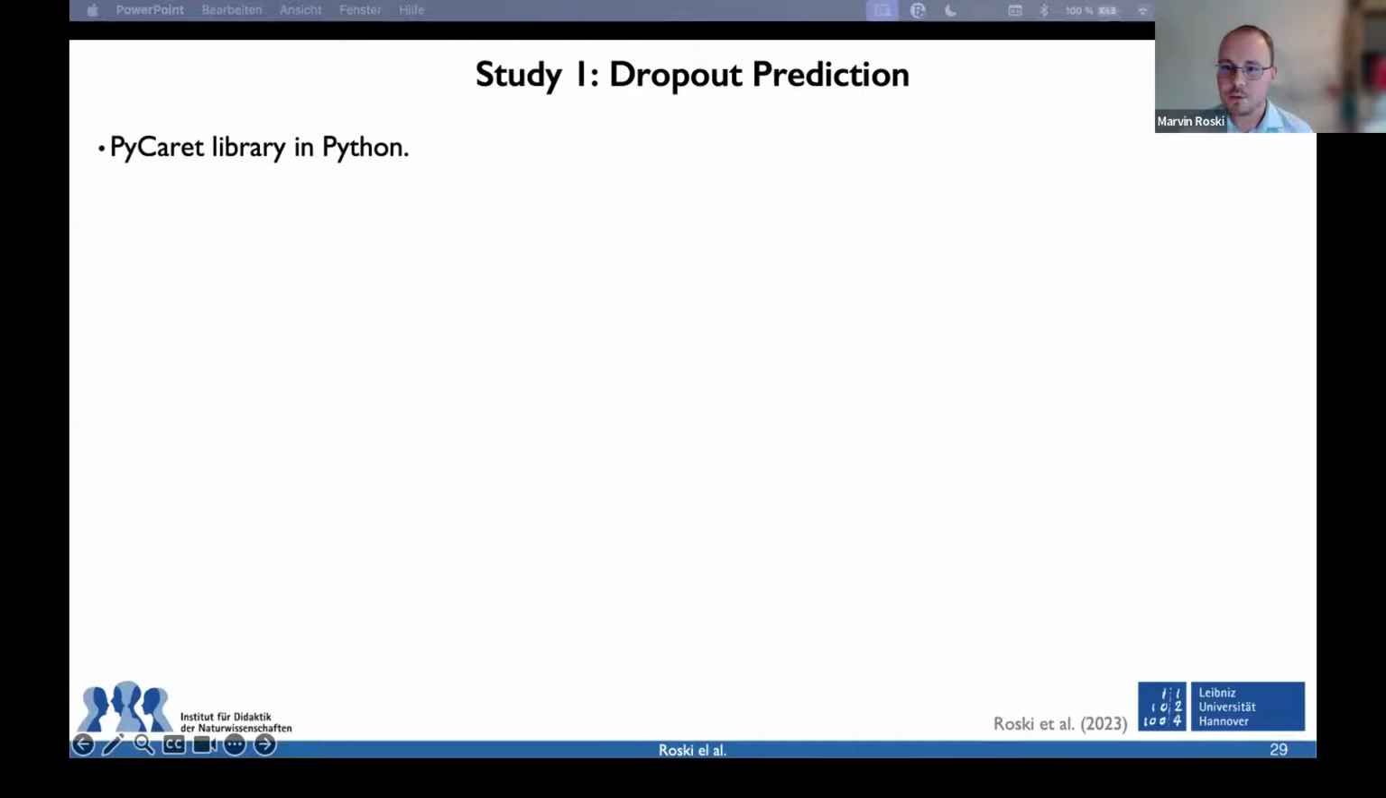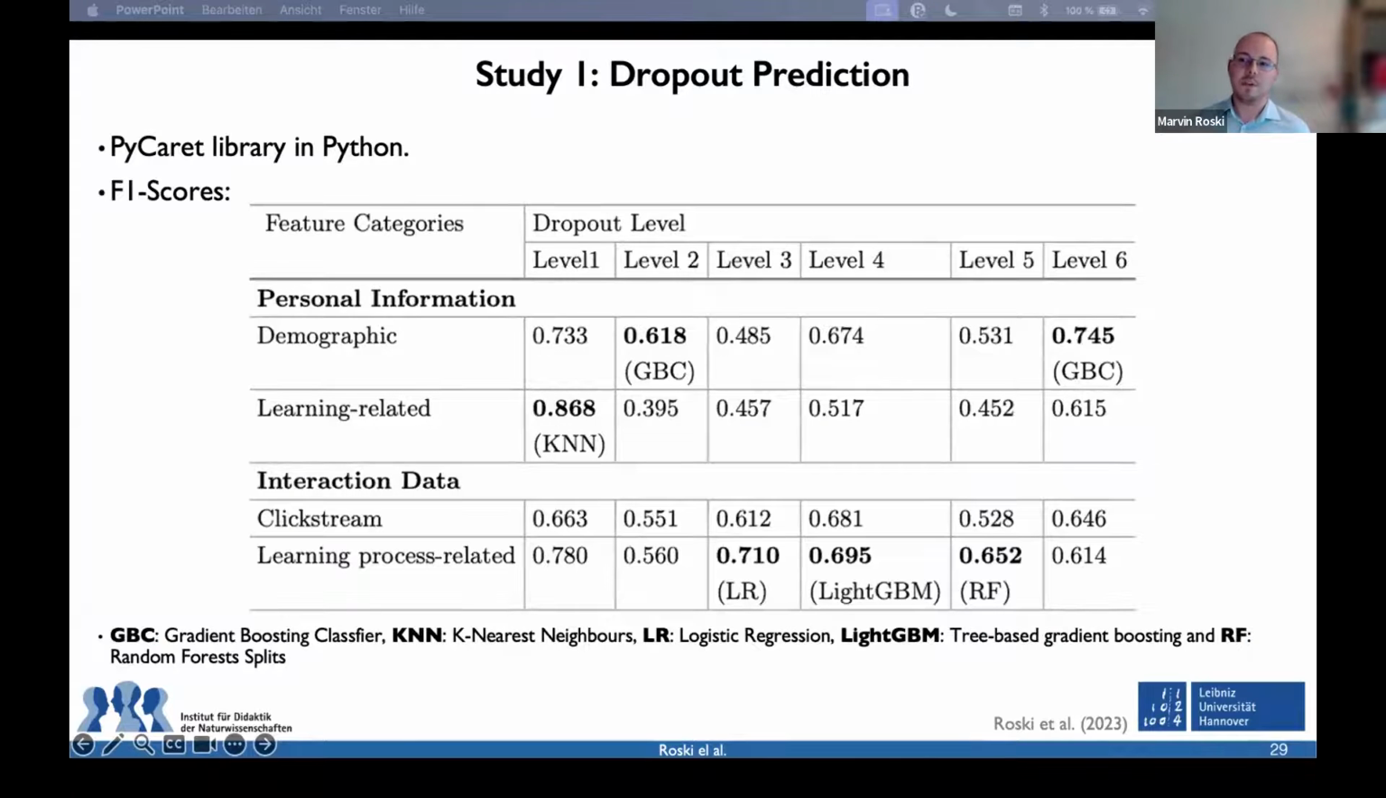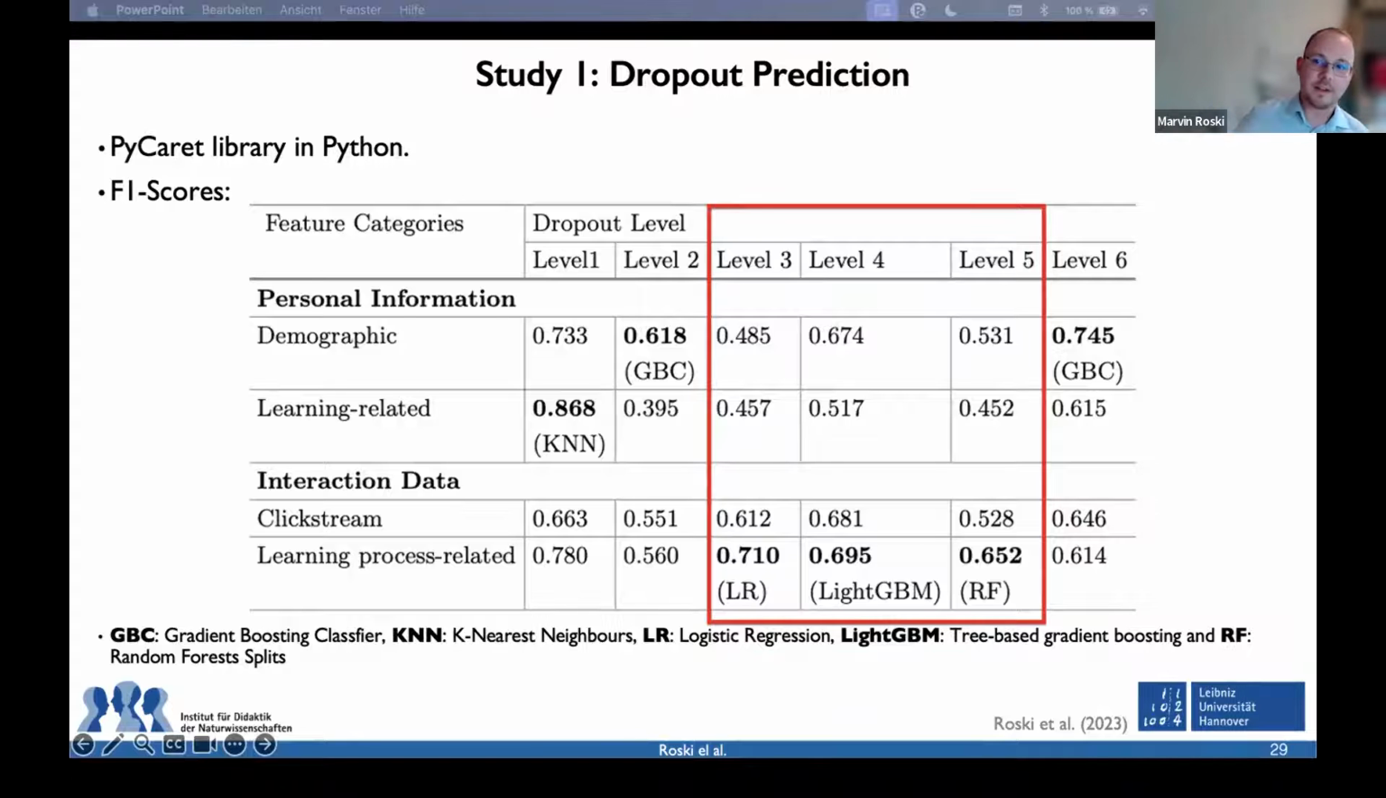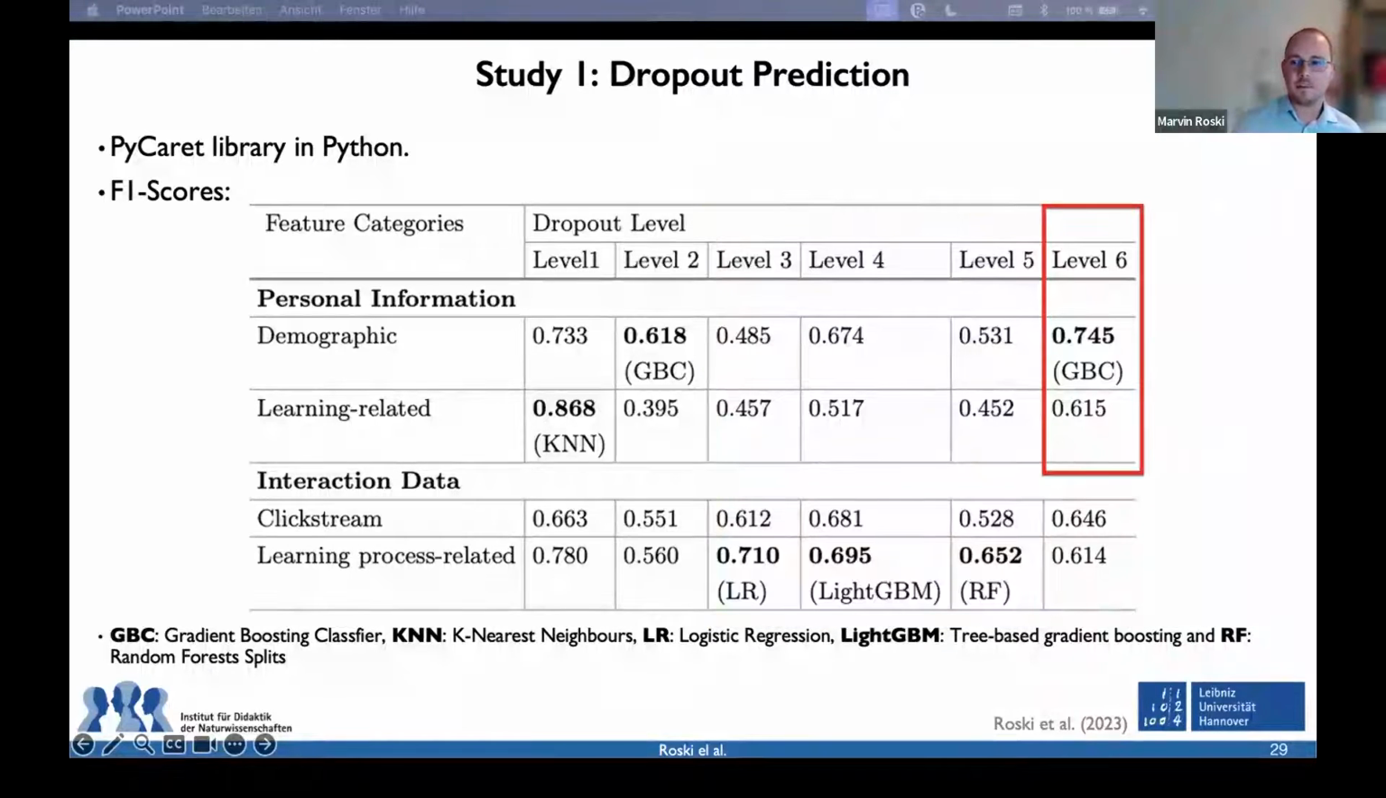What we can see when we compare the results is that personal information and interaction data at different dropout levels predict dropout to different degrees. Here you can see the F1 scores and the model that performs best. While personal information is better at the beginning, for example for level 1 we have a K nearest neighbor machine learning model, and for level 2 a gradient boosting classifier, we see that the interaction data is better towards the end, and at the very end there is a unique pattern where personal information becomes more important again.